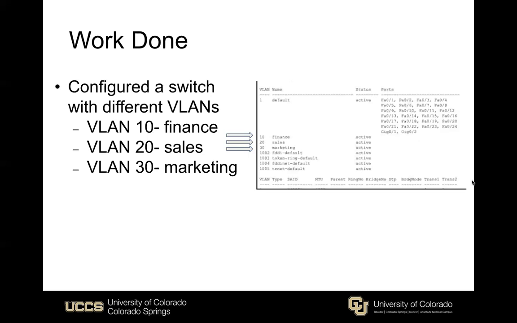Now, through the Cisco configuration, I had assigned names to each VLAN, and VLAN 10 is labeled as finance, VLAN 20 is labeled as sales, and VLAN 30 is labeled as marketing. Having different labels for each VLAN is very helpful in an organization to figure out which department is which VLAN, so nothing is confusing and nothing gets mixed up between different VLANs.